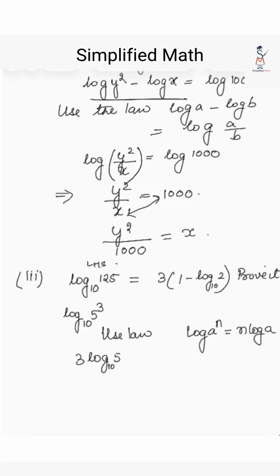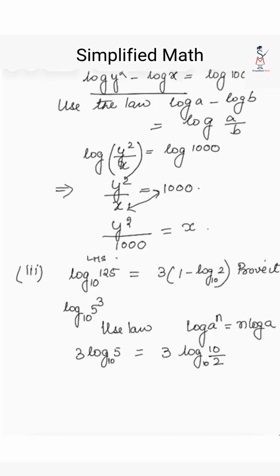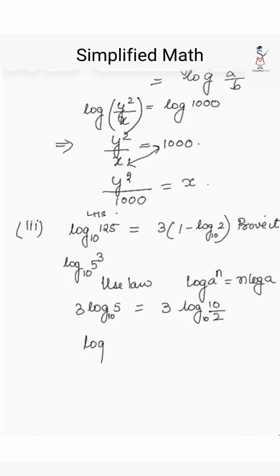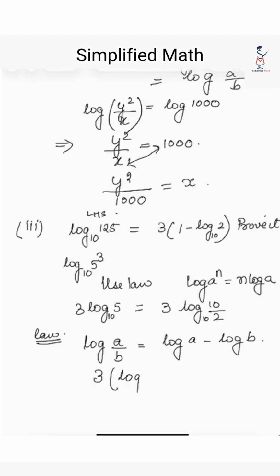Can I write it like this? Yes. So this log 5 can be written as 3 log(10 by 2), to the base 10. So now again using the law, log a by b is log a minus log b. 3 is on both 10 and 2. So writing 3 outside, the whole thing will be written inside the bracket. That is log 10 to the base 10 minus log 2 to the base 10.